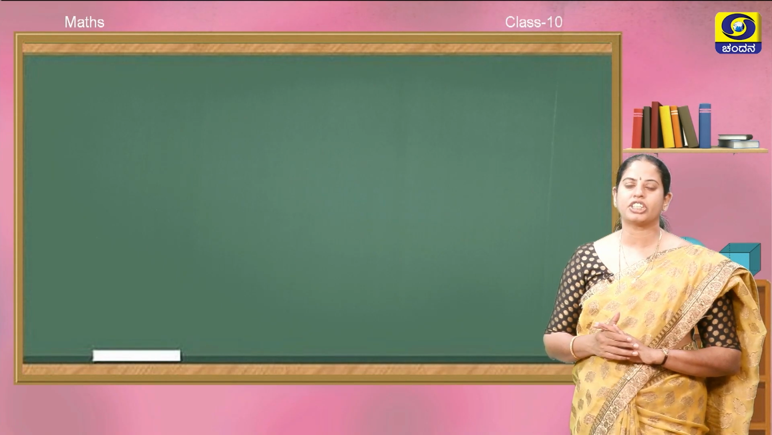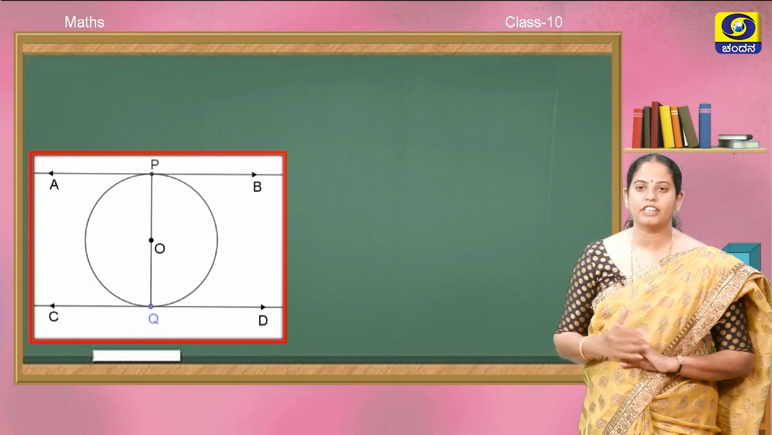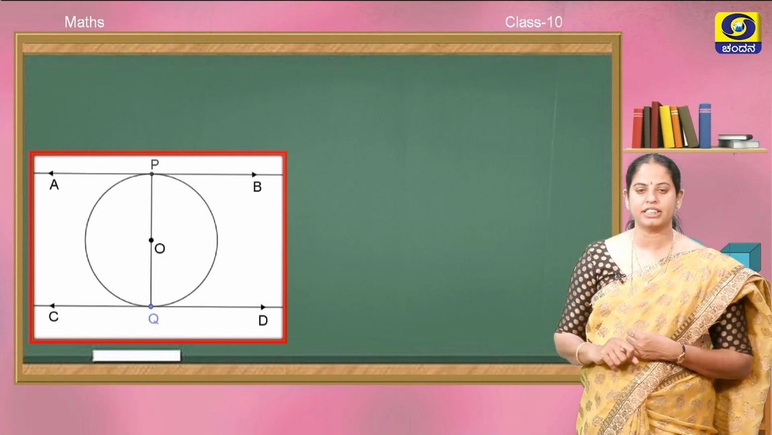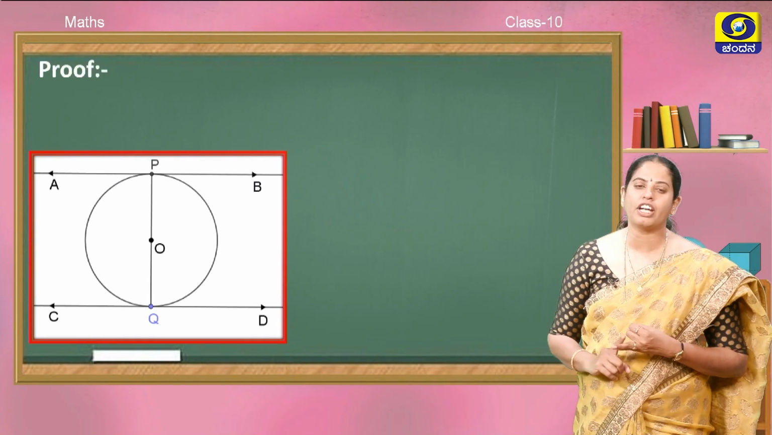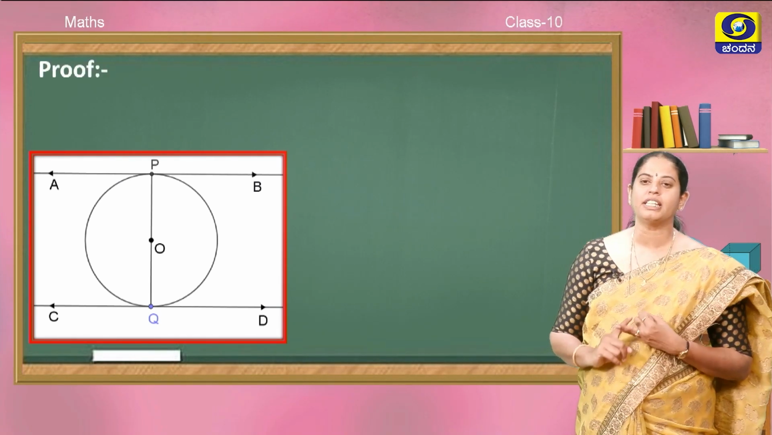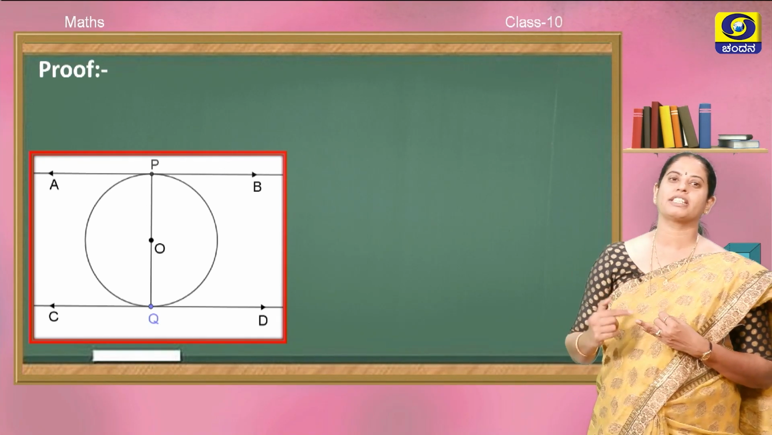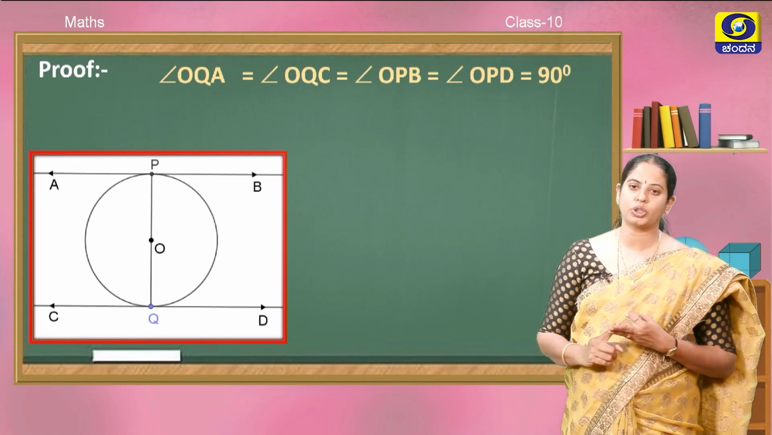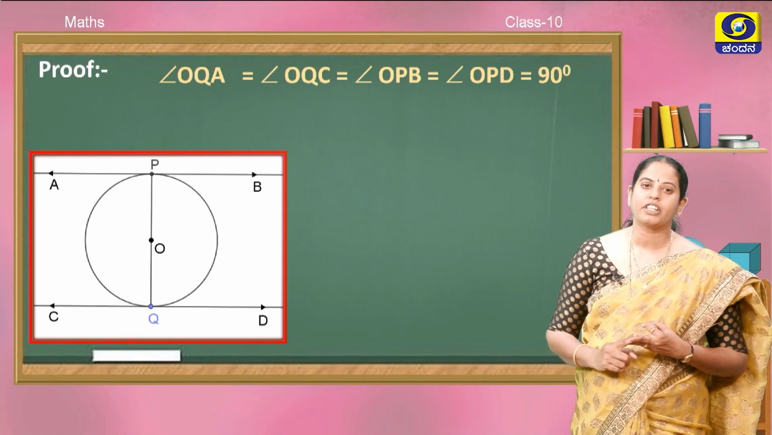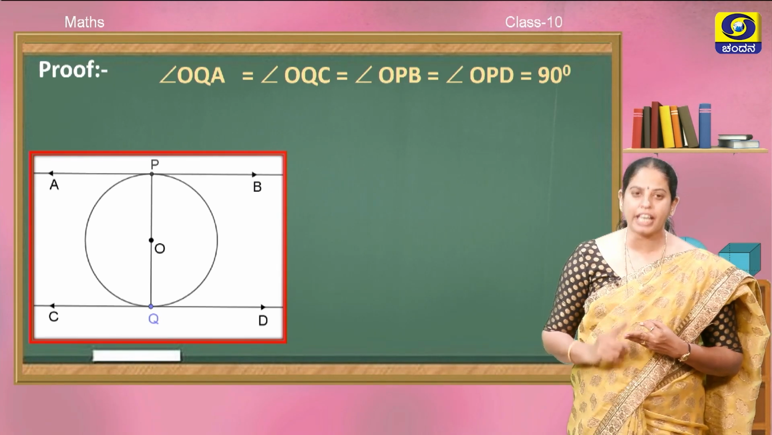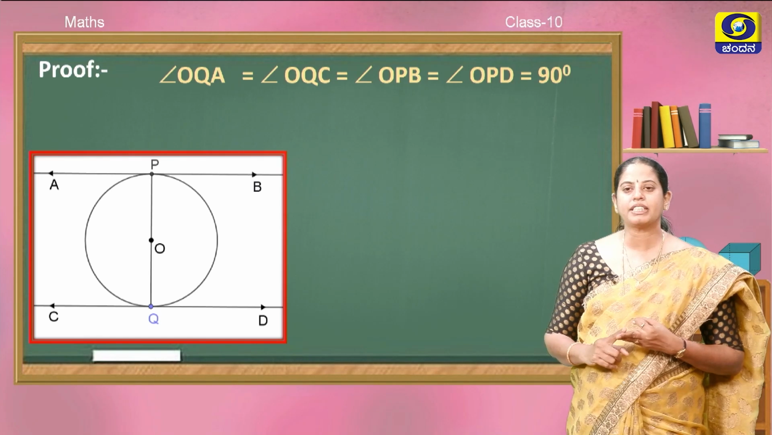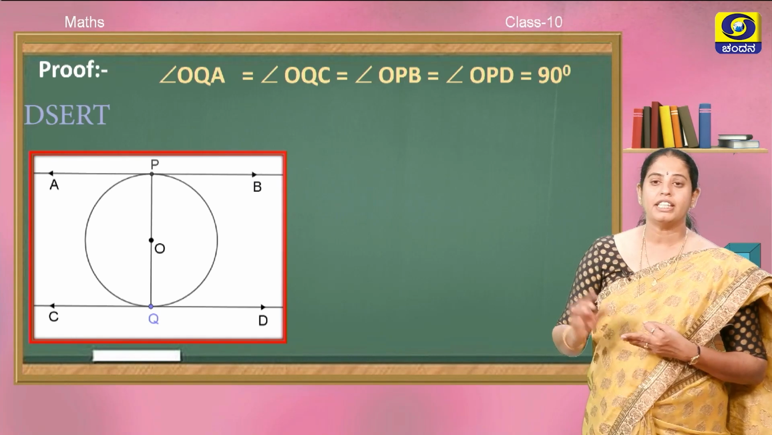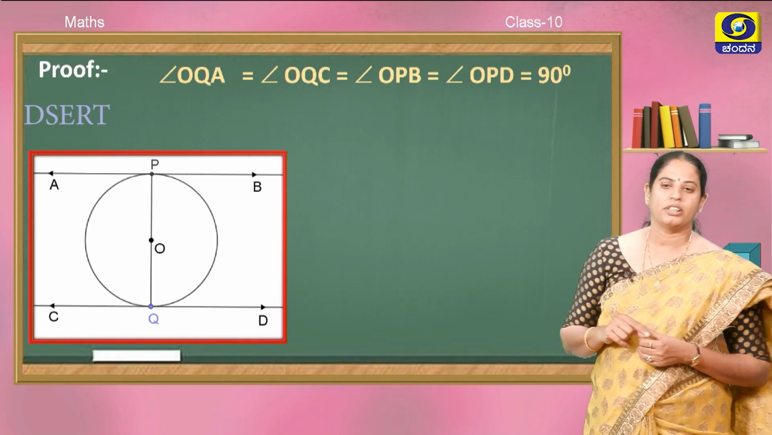In the previous standard, we have studied that two lines are said to be parallel if they are equidistant. If a pair of F angles, that means corresponding angles, are equal, then those two lines are parallel. If a pair of alternate angles are equal, then those two lines are parallel. If the sum of interior angles on the same side of the transversal is 180 degrees, then those two lines are parallel. Here, which property are we going to use?